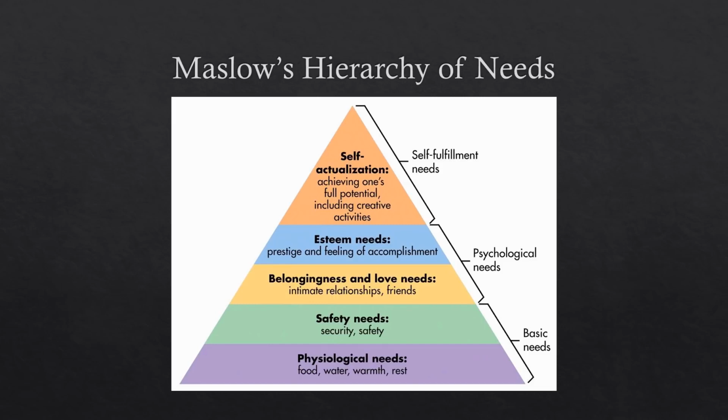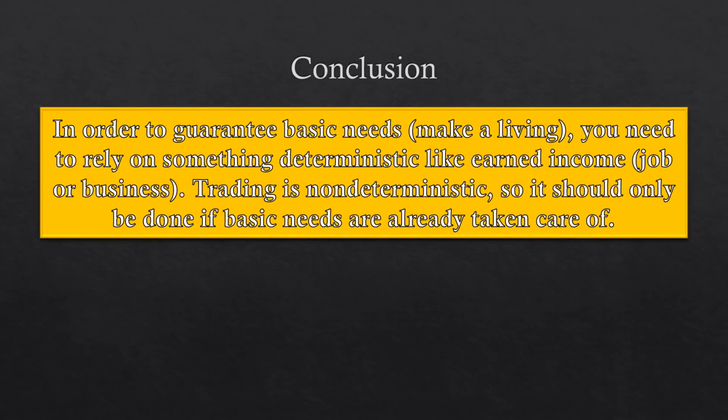It's a hierarchy, so it necessarily follows that you need to take care of basic needs before you worry about self-fulfillment. The point I want to make here is that in order to guarantee matters of survival, you need to rely on something deterministic, meaning something where the outcome is not partly attached to the unavoidable element of chance. In other words, to make a living, you need to rely on something under your control, so you can either sell your labor force, sell a product, or sell a service. The variables involved in earning an income, like effort and competence, are under your control. They are not attached to an element of chance.